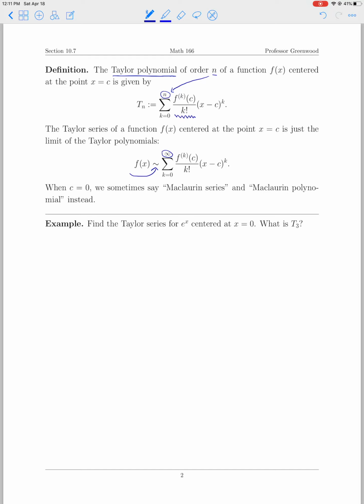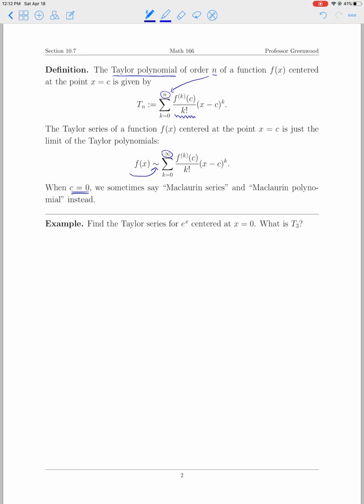One more thing in terms of terminology, when c is equal to 0, and so in other words, when we're talking about centering a Taylor series at x equals 0, then we sometimes say that the series is a Maclaurin series instead, or a Maclaurin polynomial. So Maclaurin series, same thing as Taylor series centered at 0.